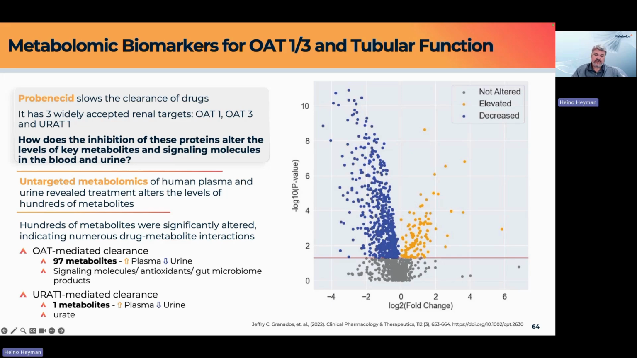In contrast to this, though, the URAT1-mediated clearance was very specific, with urate being the only metabolite significantly decreased in the plasma and elevated in urine, consistent with an effect of renal uptake by URAT1.